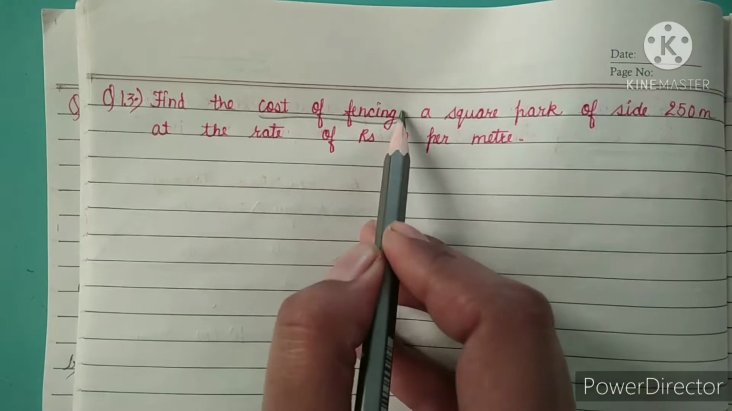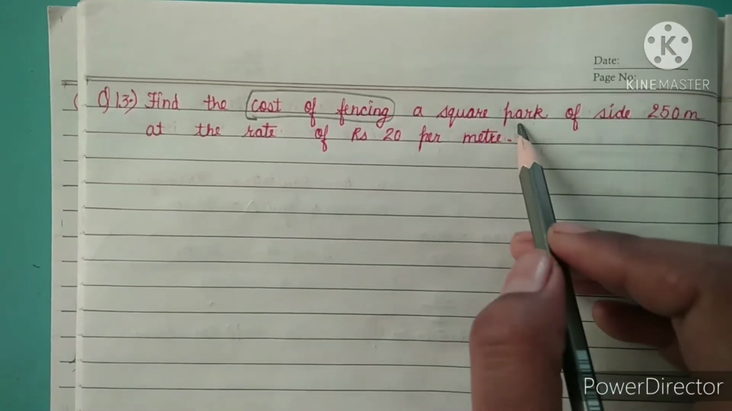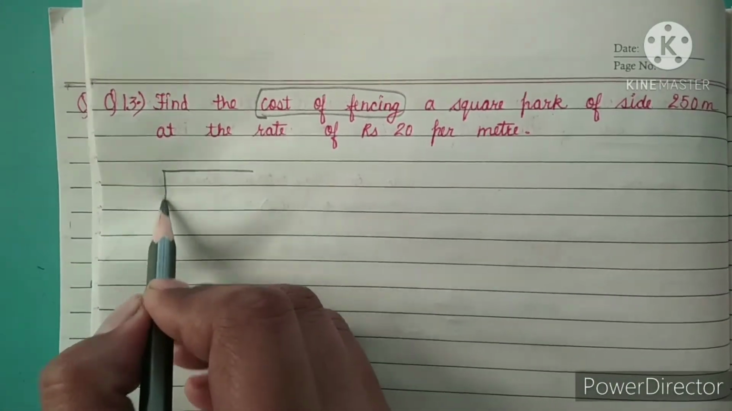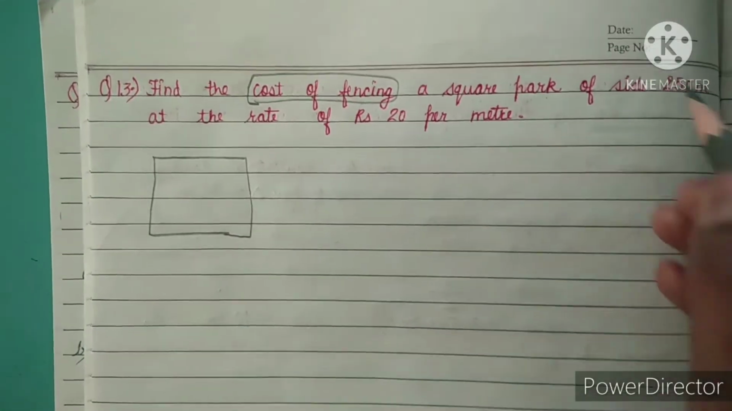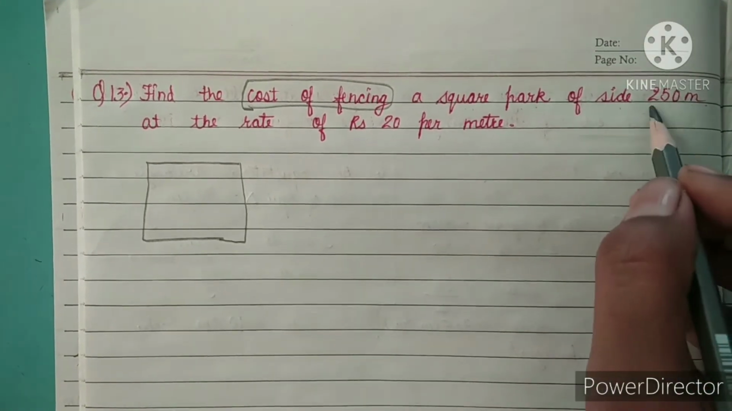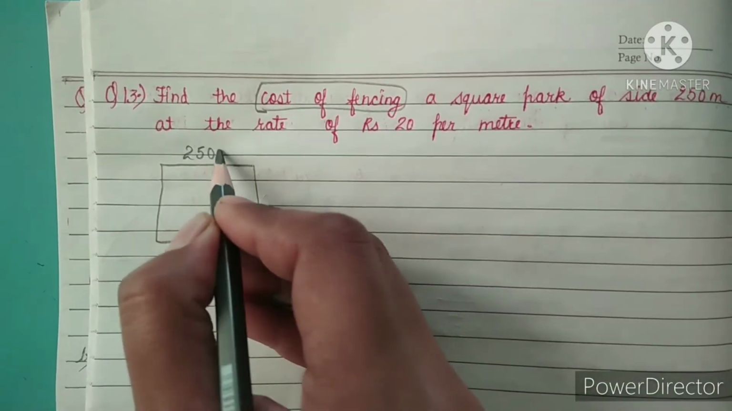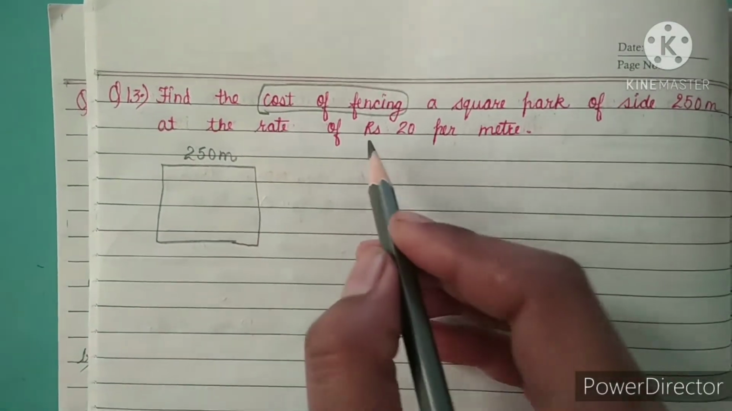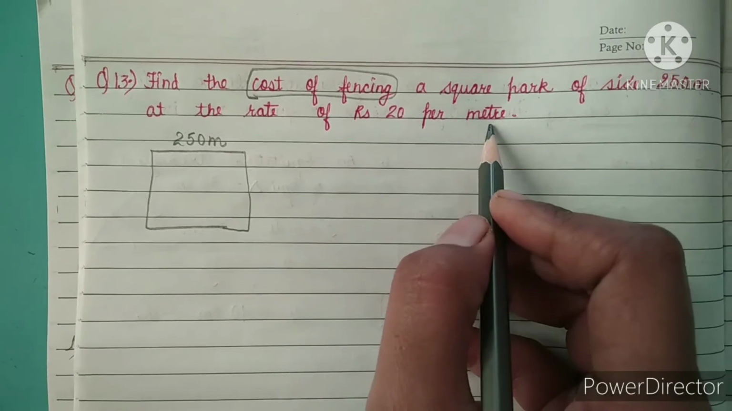What we have to find? Cost of fencing a square park. The park is there, but the shape of the park is square. So this is the park, of side 250 meter. It means one side of the park is 250 meter, at the rate of rupees 20 per meter.